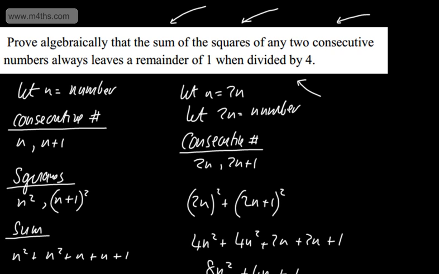Okay, let's try another one. We're asked to prove algebraically that the difference between the squares of any 2 consecutive even numbers is always a multiple of 4. So we've now got consecutive even numbers, and I'll just jot this down. What we can have then is 2n.